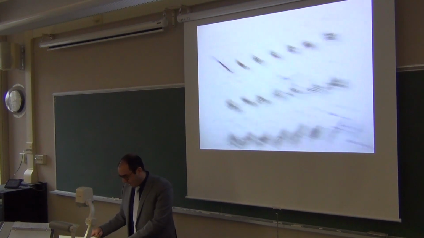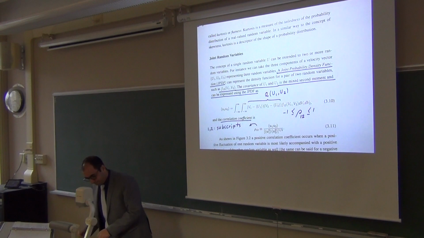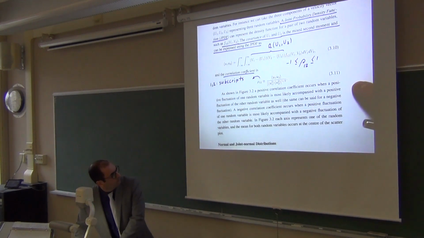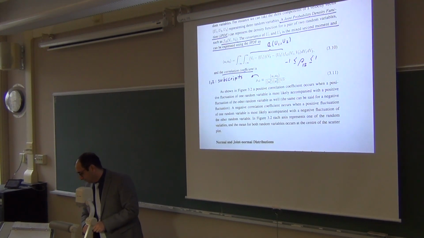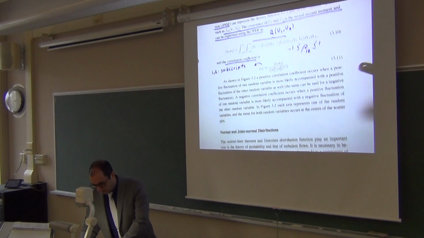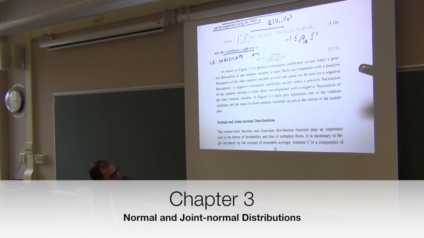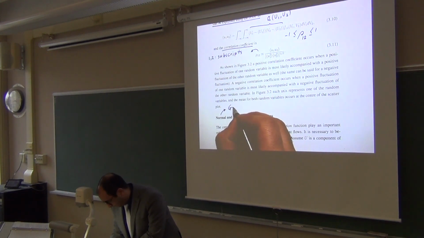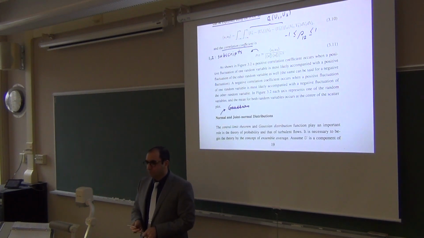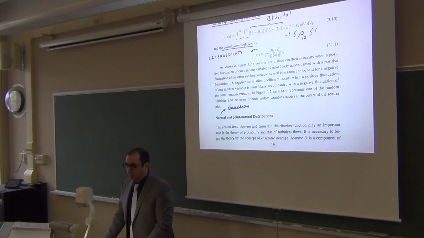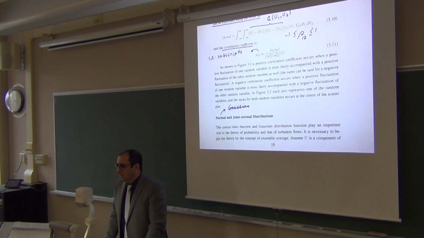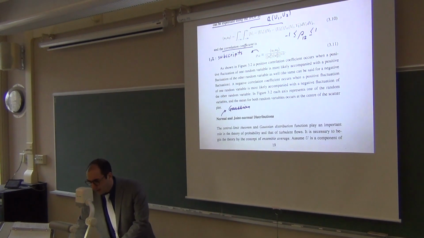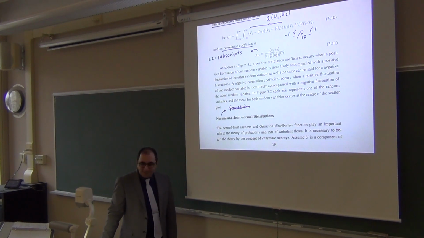Now, let's go back and finish the last page. Normal and joint normal distributions. When I say normal, I mean the same thing as Gaussian. This distribution was discovered by a German mathematician, Gauss, Carl Gauss, I think. So he was the grandfather of random processes.